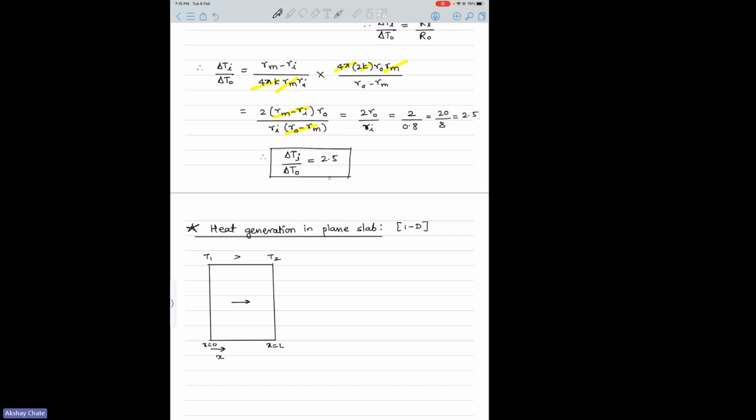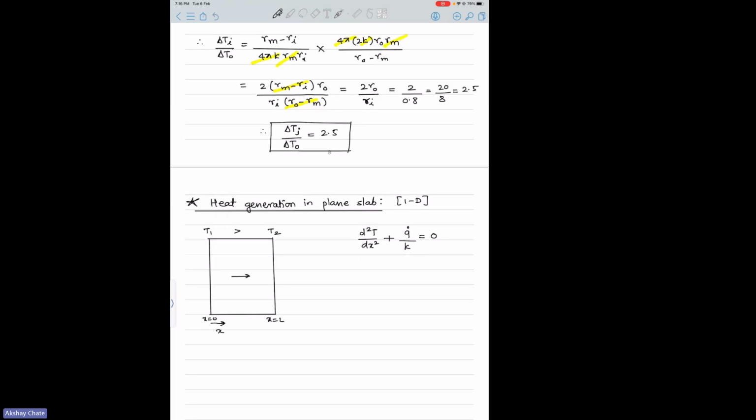Now we knew that for a simple slab without any heat generation, this was the governing equation. But now there is a volumetric heat source. What do we mean by volumetric? It means that the heat source has a constant value throughout the volume of the slab. So let's denote it by q dot. There will be thermal conductivity, and this will be the governing equation now.